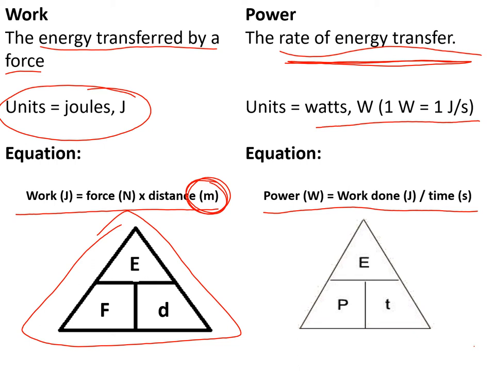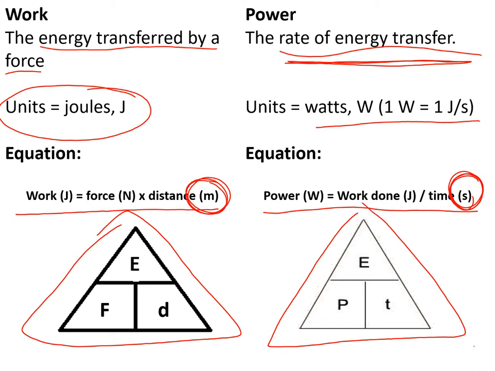Again, make sure you get your units right. So you may need to convert your time from, say, minutes into seconds by multiplying by 60. And that combines into the equation triangle here, E at the top and P and T at the bottom. Note in both of these that the work done is represented by E standing for energy rather than W standing for work.